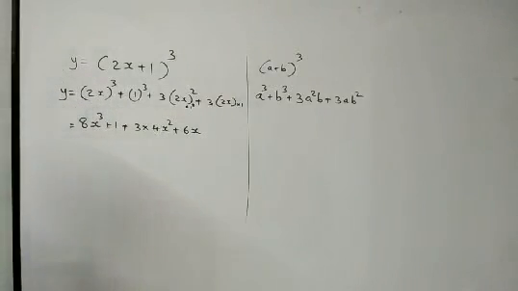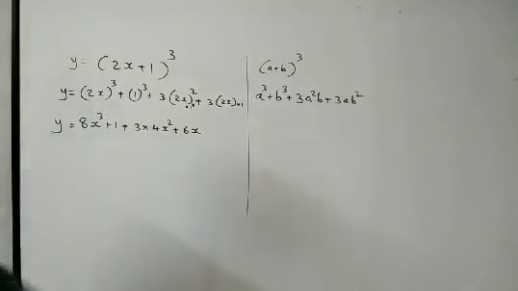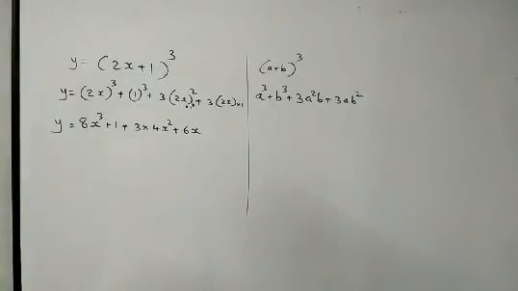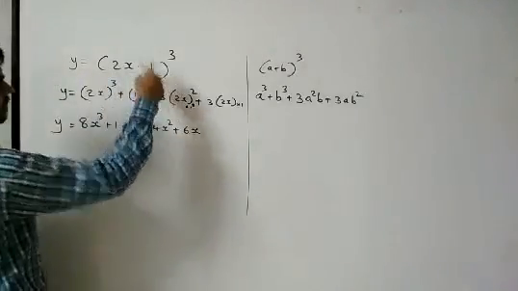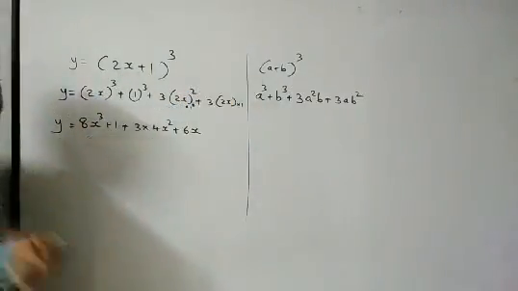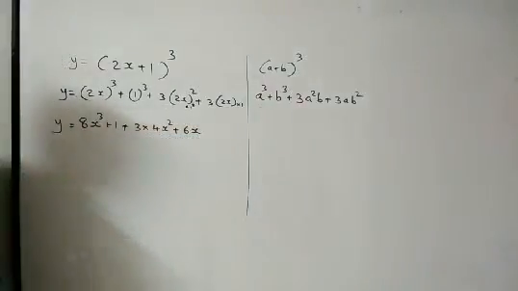clear? This is not our answer, right? This is just the simplification. Our differentiation is still remaining. What we have done is 2x plus 1 whole cube. Here, a plus b whole cube, we have written the formula, a cube plus b cube plus 3a square b plus 3ab square.